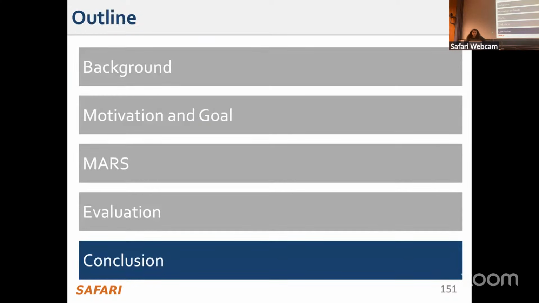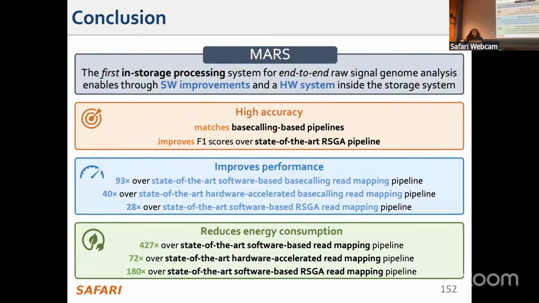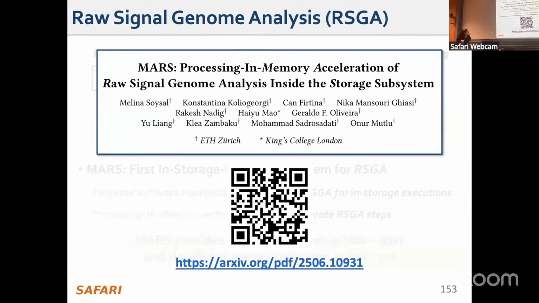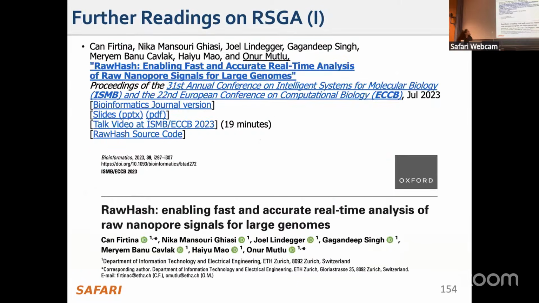And in conclusion for this work, Mars is the first in-storage processing system for end-to-end raw signal genome analysis, and it's enabled through software and hardware improvements. It provides very high accuracy and large performance and energy benefits. As you can see, several orders of magnitude in some cases. And again, as I mentioned, there's a lot more in the paper. I invite you to check. Some cool things. I really like this paper, so I really recommend that you check it.